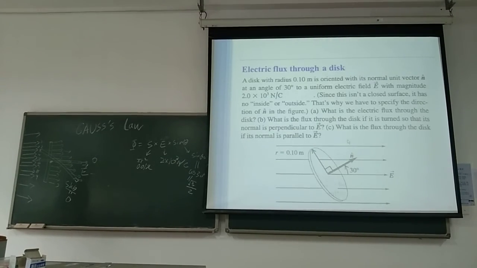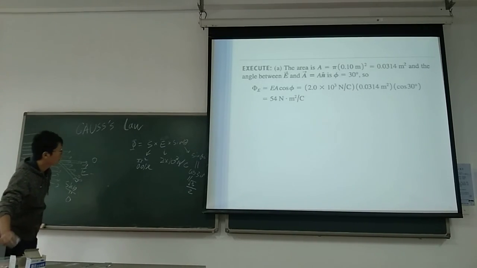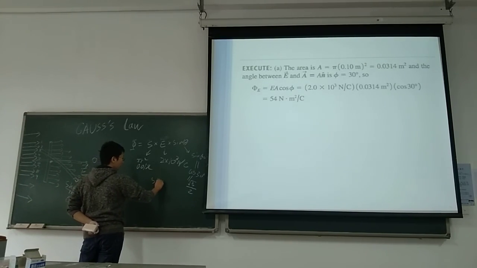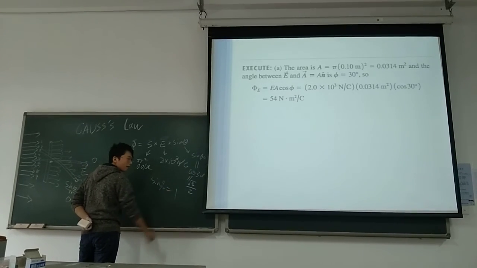And question number 2. What is the flux through the disk if it is turned so that its normal is perpendicular to E? Even easier. Can someone give me an answer? Sine it will be equal to 1, because if it's perpendicular, sine 0 or sine 90? Yes, 90. So 1.